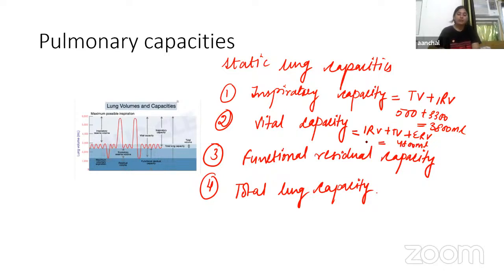Now, next we have the functional residual capacity. So, what is functional residual capacity?